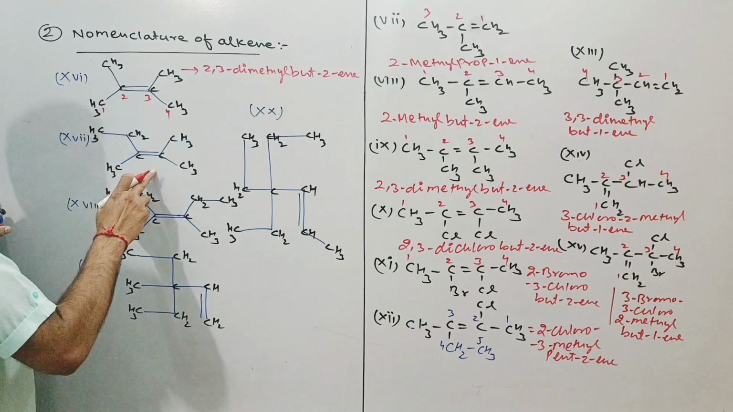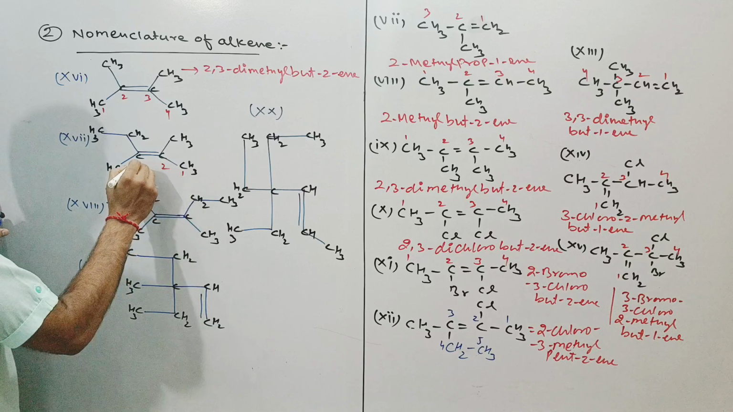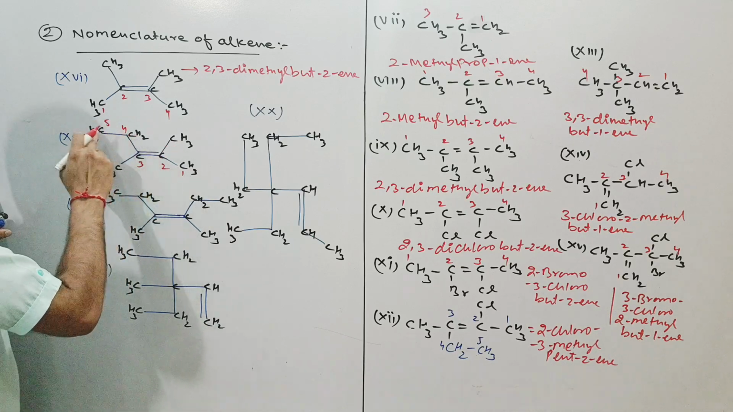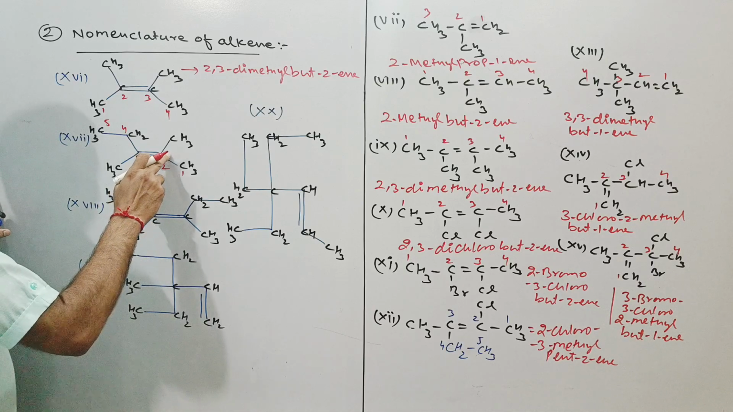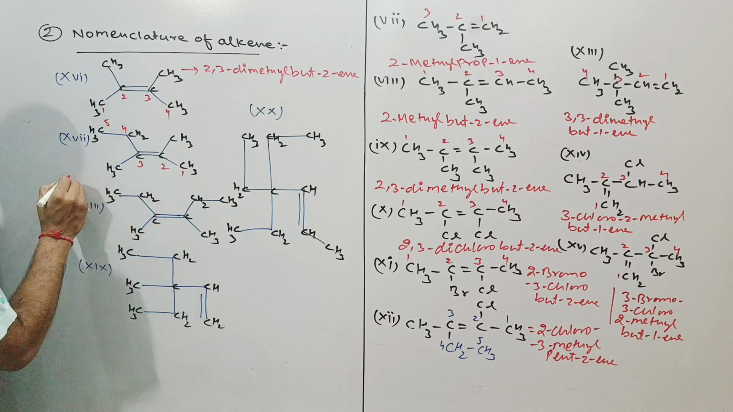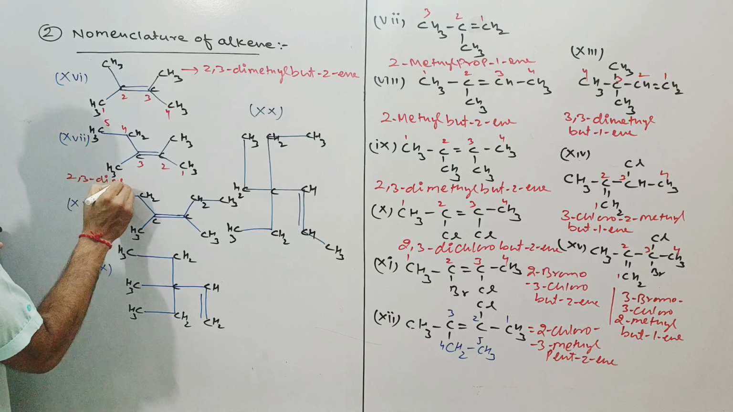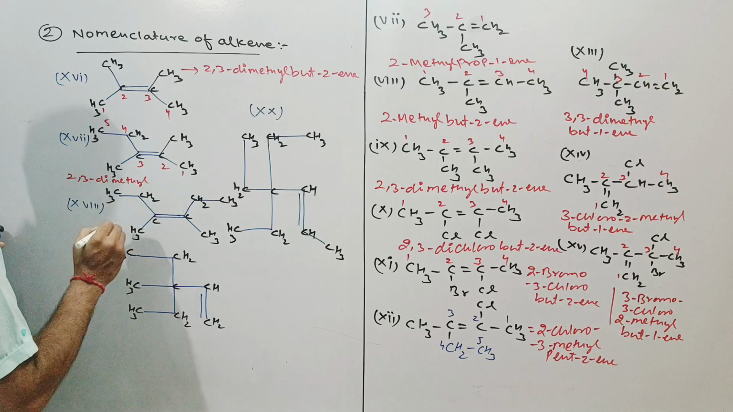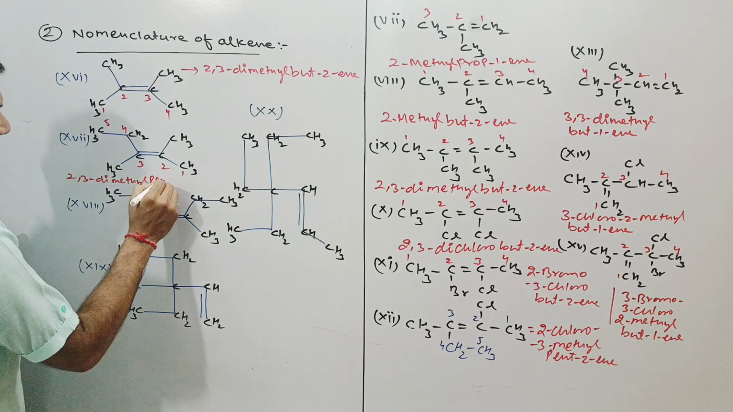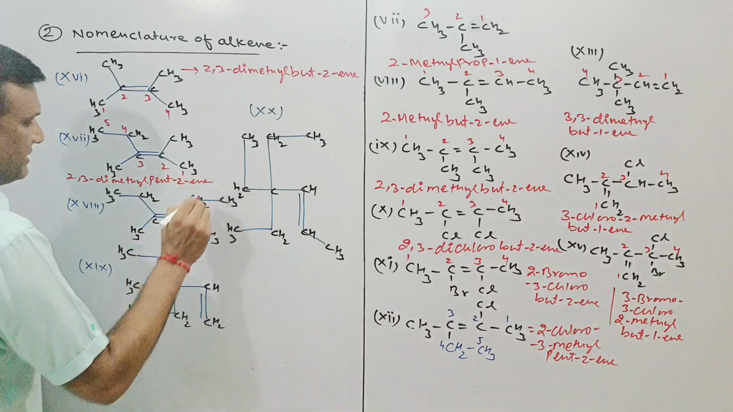Now the time to discuss the next compound. The longest possible chain will be as follows: 1, 2, 3, 4 and 5. You can take 1, 2, 3, 4 and 5 also. At number 2 position there is methyl. At number 3 position there is methyl, so you will call it 2, 3 dimethyl. There is 5 carbon in the chain, so you will call it pent. At number 2 position there is double bond, so it will be 2-ene.